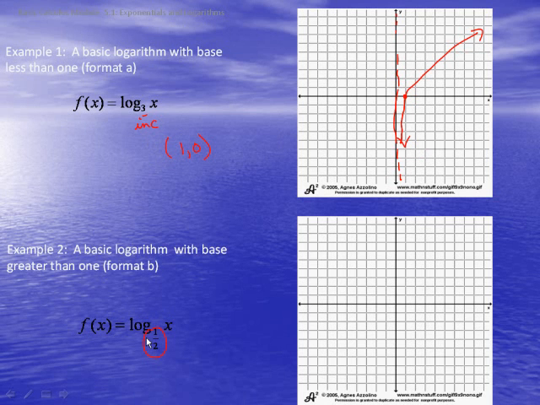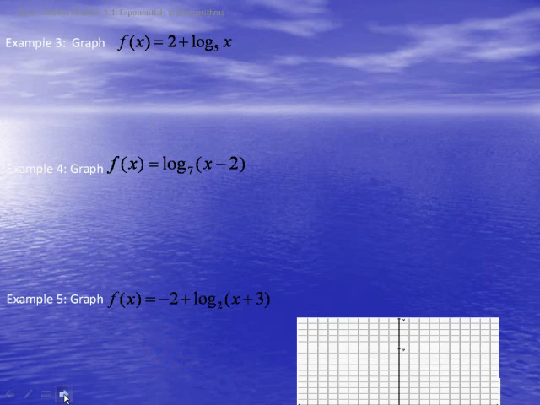For fractional bases in logarithms, you're going to have the same reference point. You're going to have the same vertical asymptote. The only difference is, yes, you guessed it, it is decreasing. And so it will go like this. Okay? And so notice that it's the same type of format but decreasing.